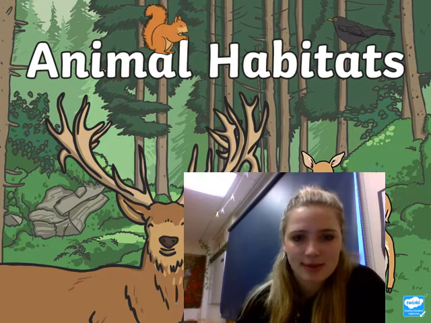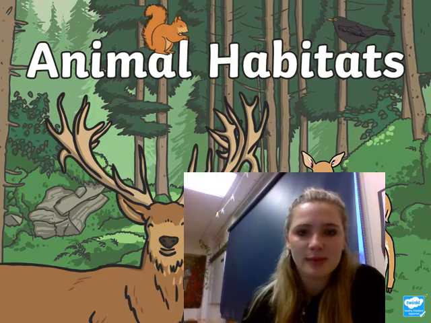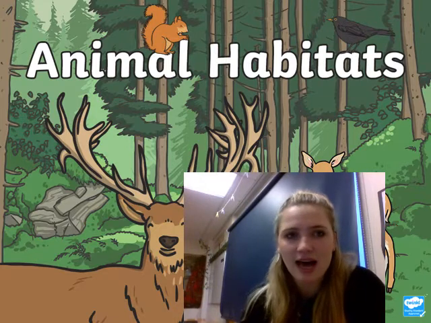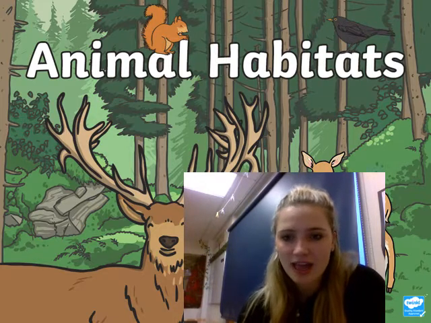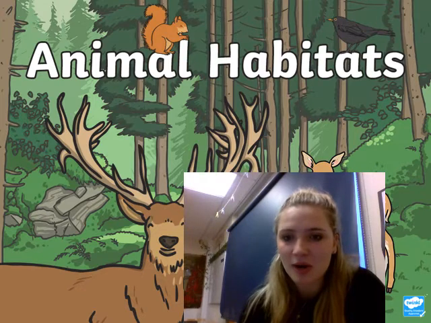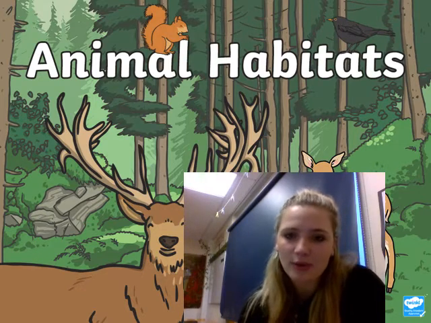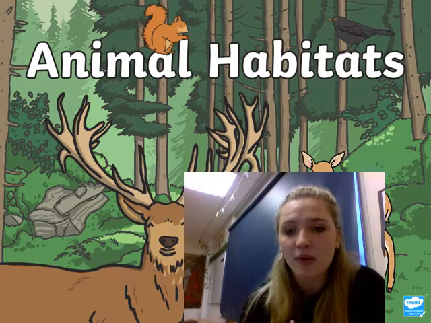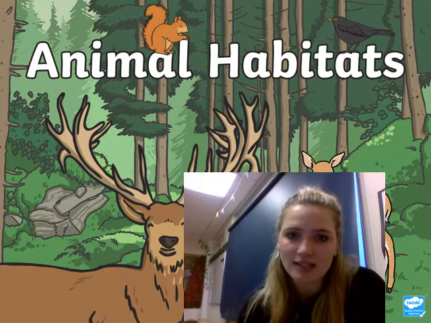So in science today we're going to be learning about animal habitats. We're going to be looking a little bit more in depth at what these are, what happens if they change, and the effects that they have on the animals. Now I know we've done a lot of work on habitats, so we're going to be progressing that onto thinking about how animals can be affected if these habitats change.